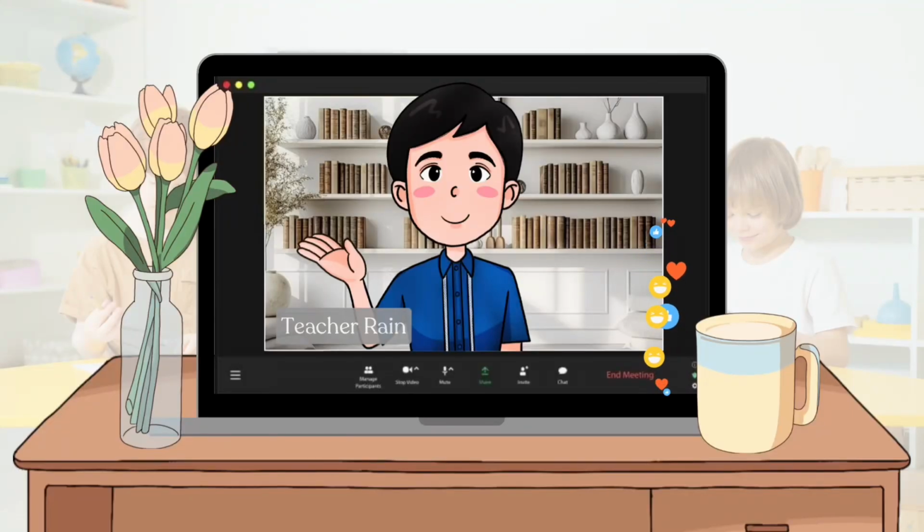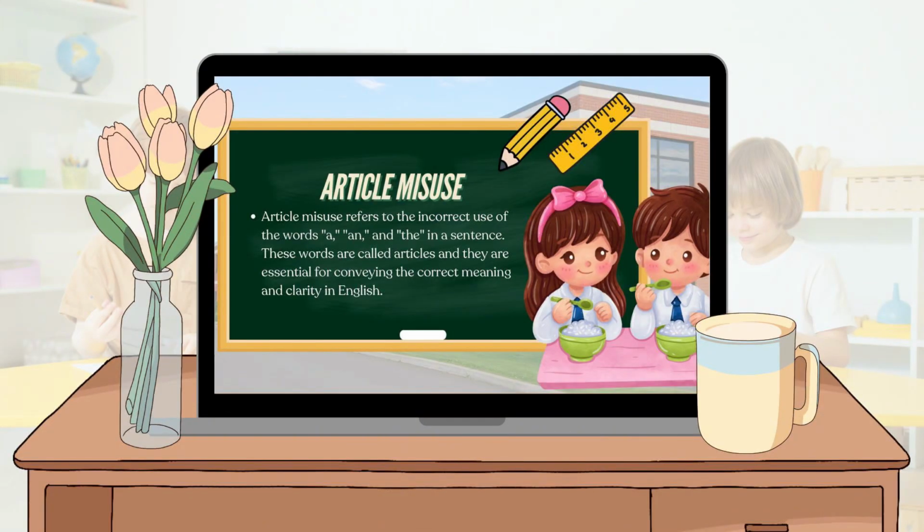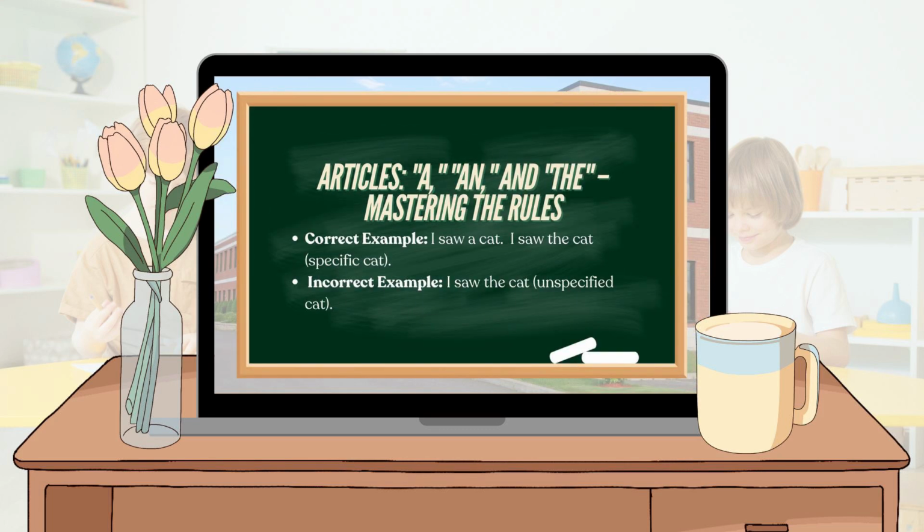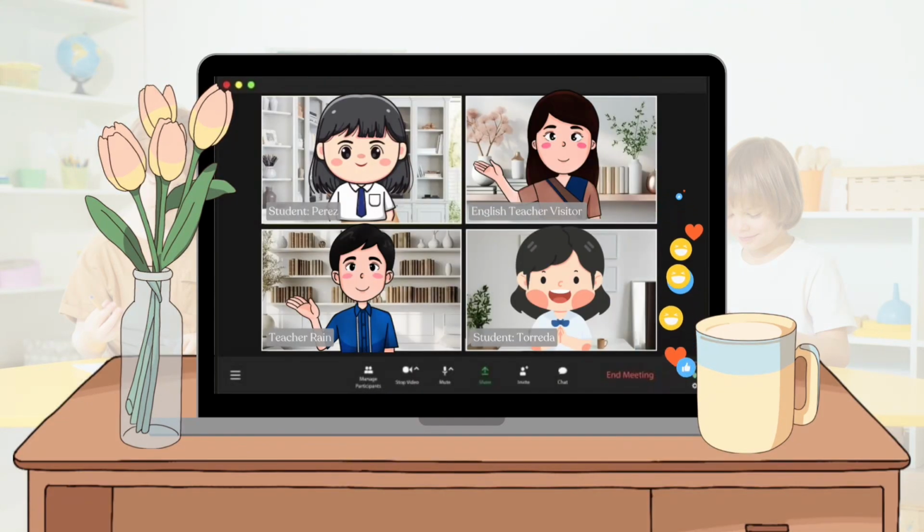Okay, class, finally we have article misuse. Articles are the words "a" and "the". They can be tricky because they have specific rules for how they are used. For example, "I saw a cat" is correct. Yes, but "I saw the cat" is only correct if we are talking about a specific cat.